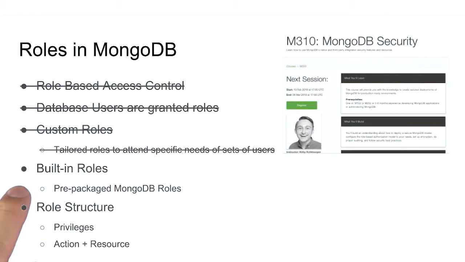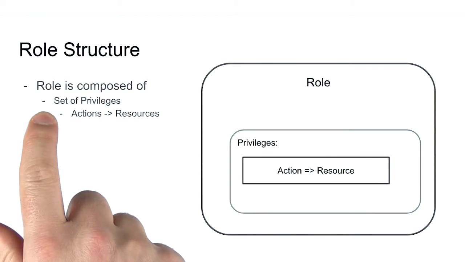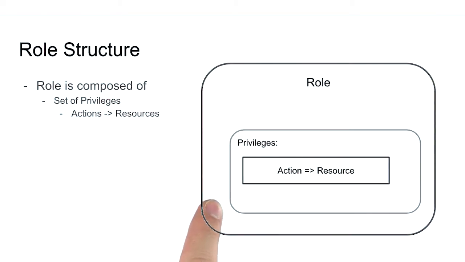But before we go into the list of built-in roles that MongoDB packages, let's talk about the role structure. How can we define roles, or how are roles defined internally? A role is composed of the following. There is a set of privileges that the role enables. If a user is granted a given role, all privileges that role defines will be made available to the user. And a privilege defines the action or actions that can be performed over a resource.